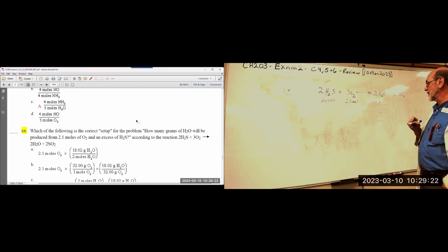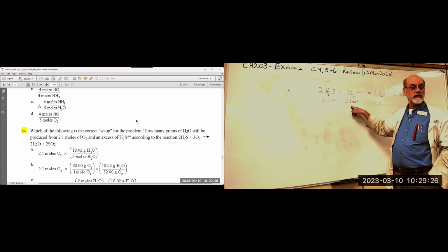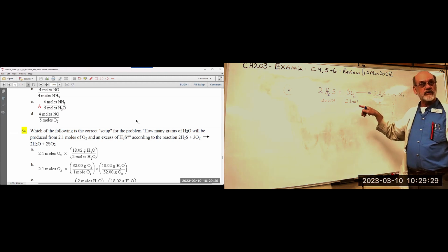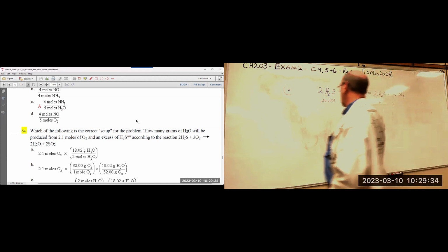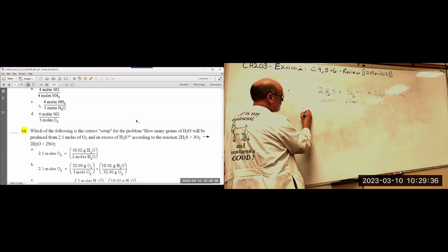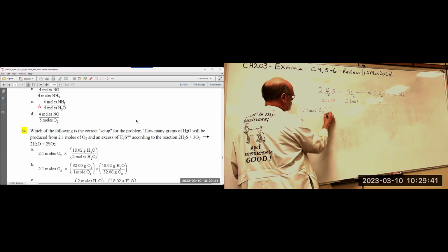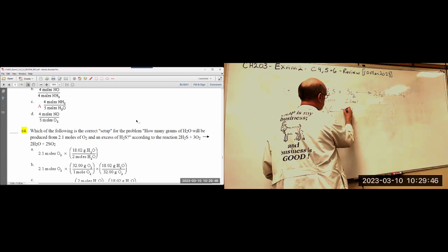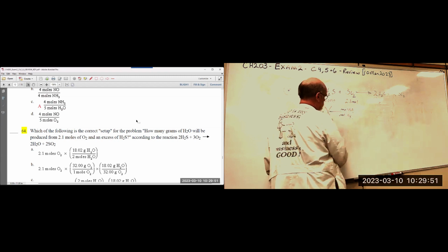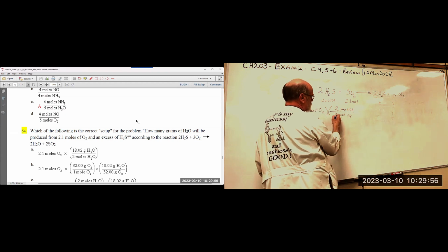Okay, so how do you do that? Well, we've already got moles here, so we can move anywhere in this equation we want to. But we need to change moles of oxygen to moles of water first. All right, so what's our conversion factor? 2.1 moles of oxygen. We're going to convert to moles of water. So what's the ratio? 2 waters for every 3 oxygens.